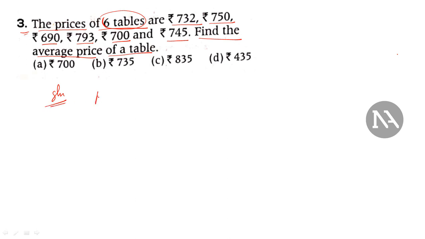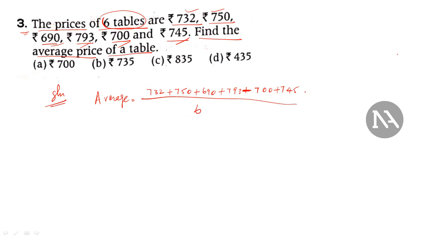Solution. So average is equal to sum of observations. So here the observations are 732 plus 750 plus 690 plus 793 plus 700 plus 745 divided by number of observations. Here the number of observations are 1, 2, 3, 4, 5, 6. So number of observations are 6. Now I have to add all these numbers.